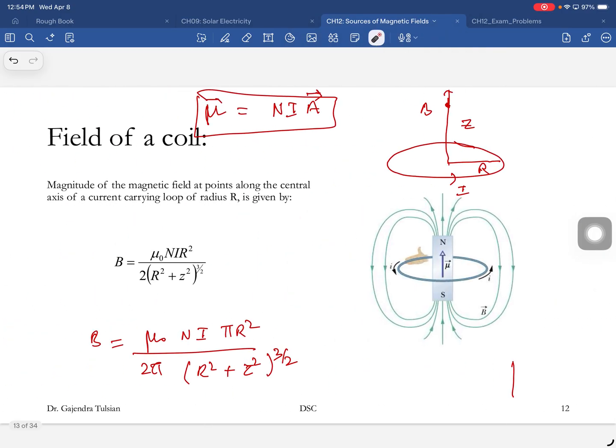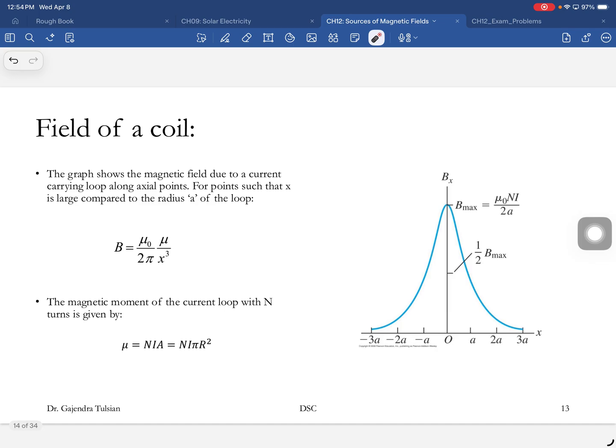Okay, so for this expression, if Z is large compared to R, this can be dropped. Then this would be Z to the power 3. And that's what this expression is. For large Z's, or in this case, we've named it X, for large X's, the magnetic field is falling off as 1 over X cubed.